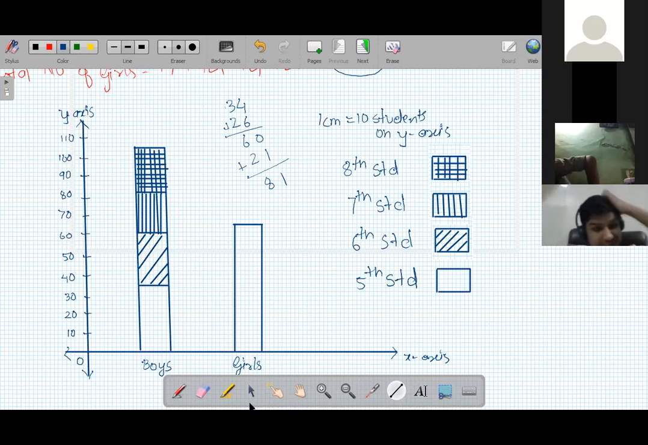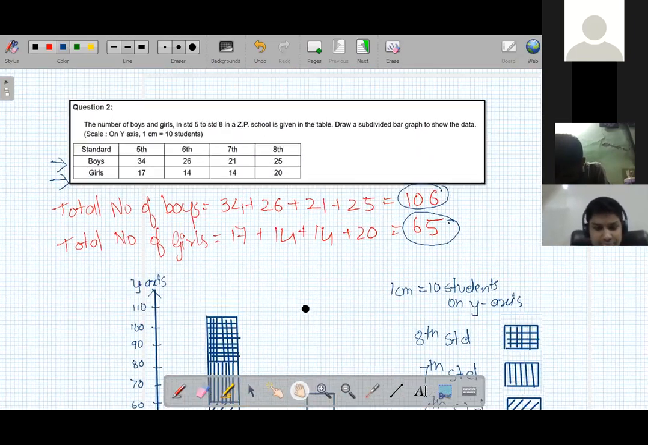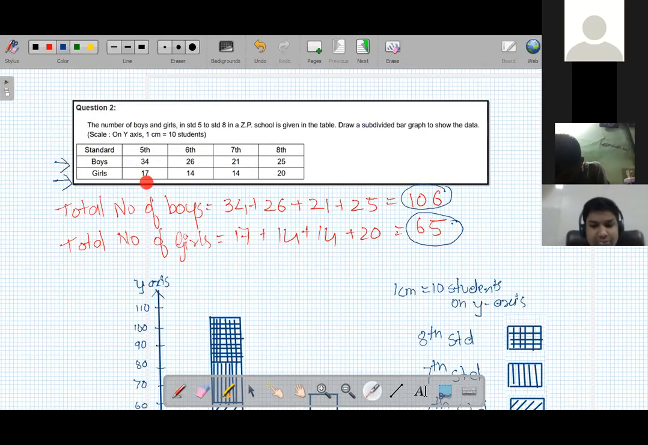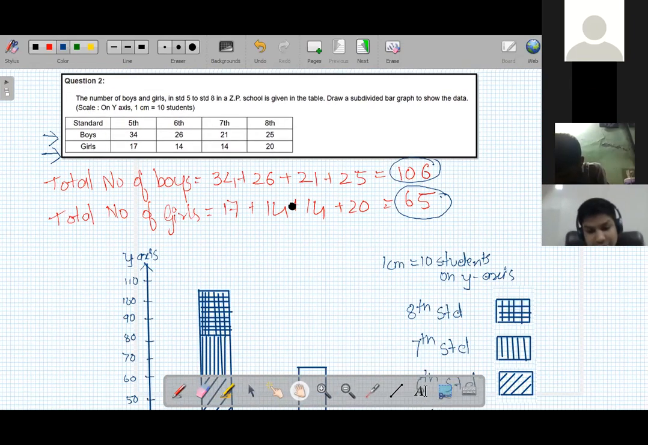Now the same thing we'll do for girls. Is this clear for boys? Yes. Now we'll do for girls. For girls, you see the number of girls first in 5th standard. I'll come back to the table. The number of girls for 5th standard is 17. So we'll first mark 17 on our bar.